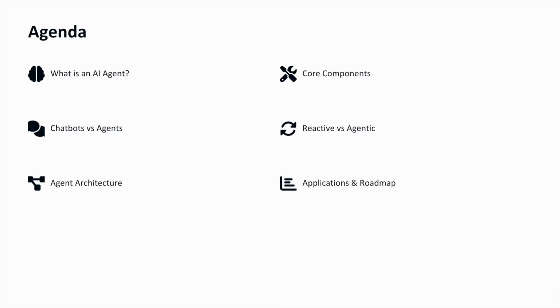So the agenda of this particular video is pretty simple. You are going to see what is an AI agent, okay, what are the core components of an AI agent, chatbots versus agent, reactive versus agentic flow, agent architecture we are going to see, and the roadmap, what we are going to do from now on, towards the future in the series, right?